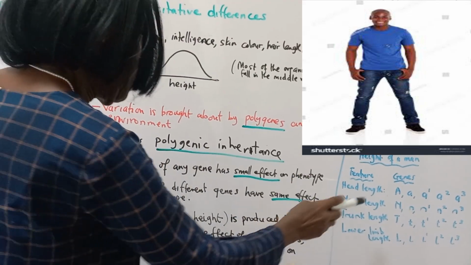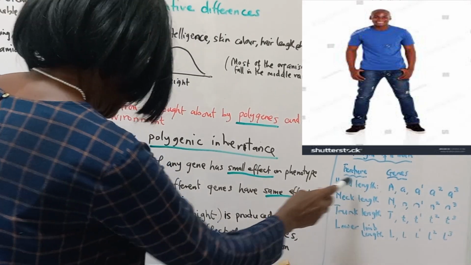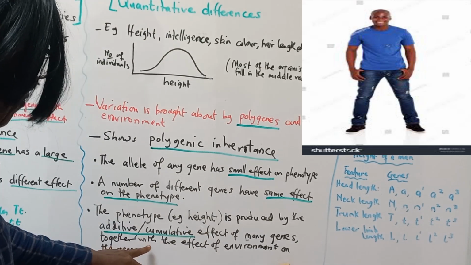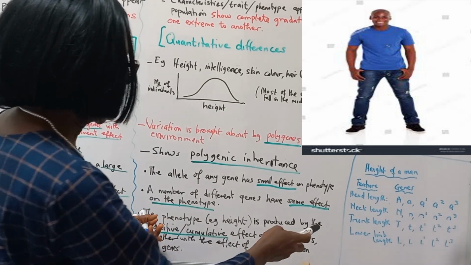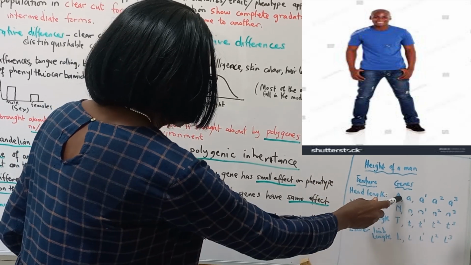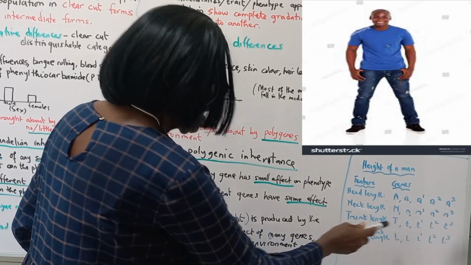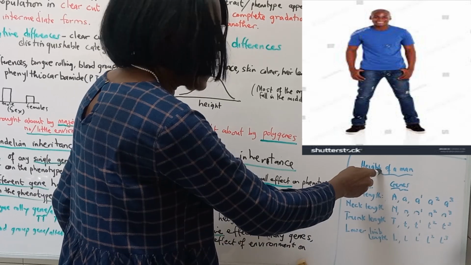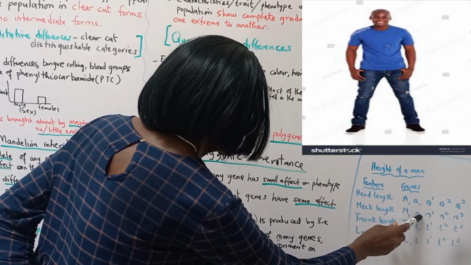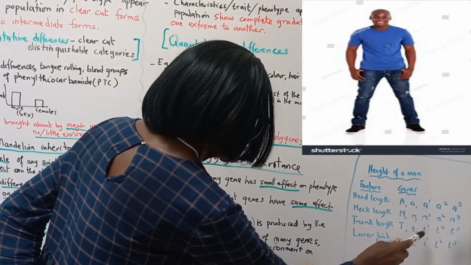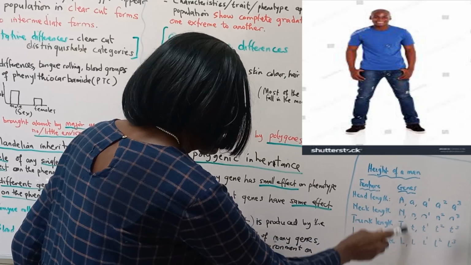And it's polygenes. Many genes will come together to produce the height of the man. And all the genes, their additive or cumulative effect will bring out the character. So, for instance, if I have an individual that has these genes, head length, it has big A, neck length, big N, trunk length, big T, lower limb length, big L, it will have a kind of height. If I have another individual where head length has gene big A, but neck length has small n, trunk length has T1, lower limb length has L3, it will have a different height from the first one that had all these.